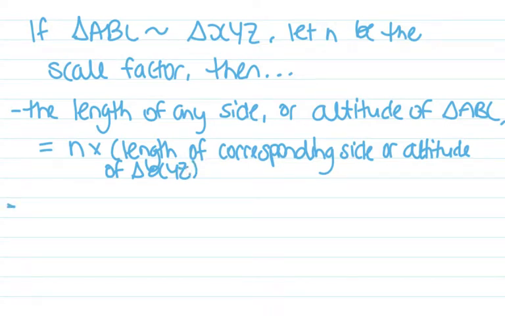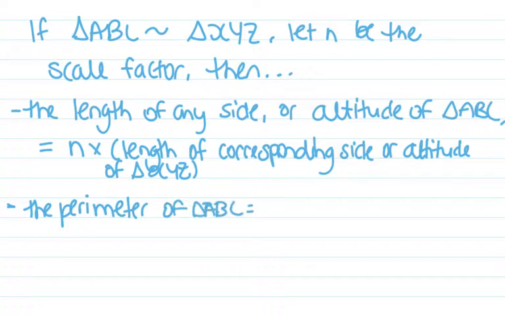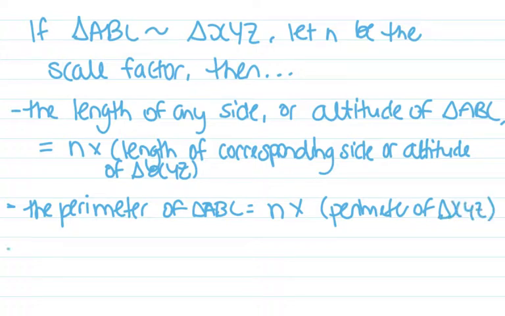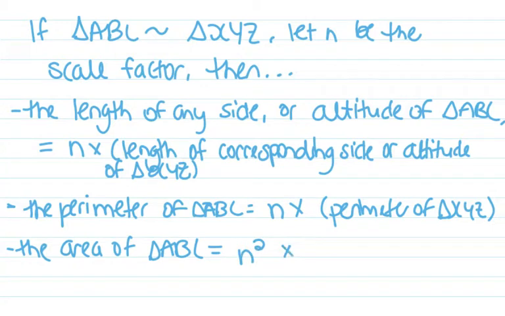Also, the perimeter of triangle ABC equals n, the scale factor, times the perimeter of triangle XYZ. And the area of triangle ABC equals n squared, because it's area, times the area of XYZ. Okay, so there's some important things to note that you might need to use in your homework. All right, let's do a couple examples.